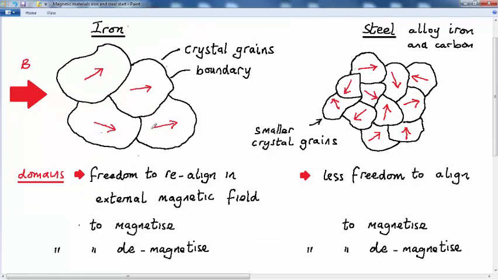So what we're saying is, because iron has bigger crystal grains, it's easier to magnetize than steel, which has smaller crystal grains. So steel is harder to magnetize, but because iron is easier to magnetize, it is also easier to demagnetize. So once you remove this external magnetic field, the iron will lose its magnetism. The magnetic domains will randomly orientate themselves again. Whereas in the case of steel, if you remove the applied magnetic field from a steel sample, once it's been magnetized, it tends to retain its magnetism. So it's harder to demagnetize a sample of steel than it is a sample of iron.